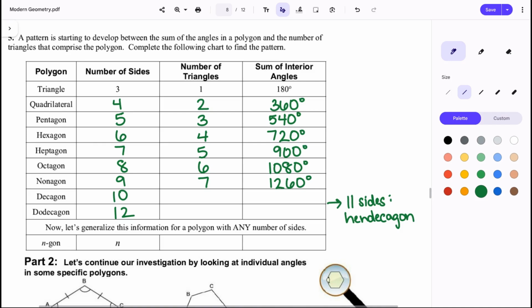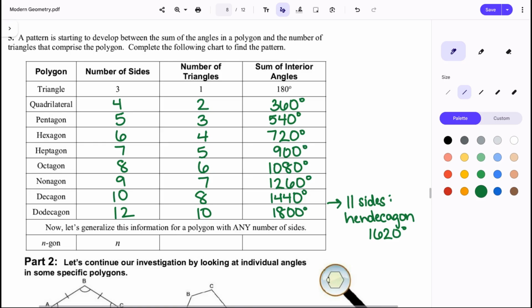All right, so back to the decagon. How many triangles would be inside of that? 8. What would be that sum? 1440. Good. Okay, we skipped over the 11-sided shape. I kind of added that off to the side there. That would mean there'd be 9 triangles in there. What would that sum be? Yep. And then the last one here, back to that dodecagon, the 12 sides, that would have how many triangles on the inside? 10. And so its sum would be 1800.